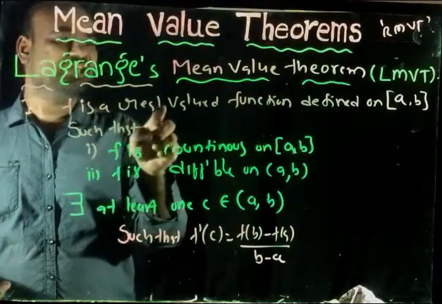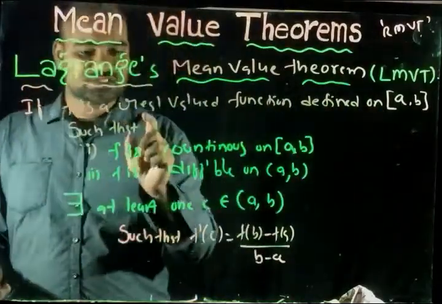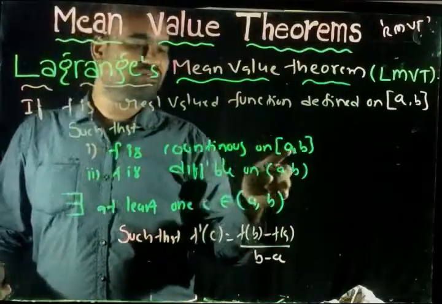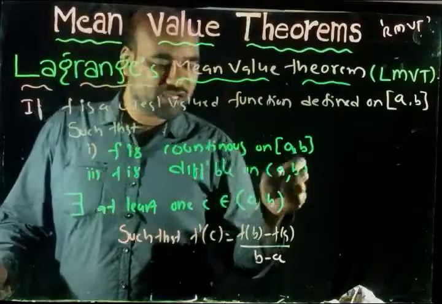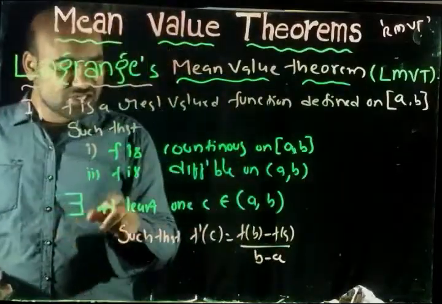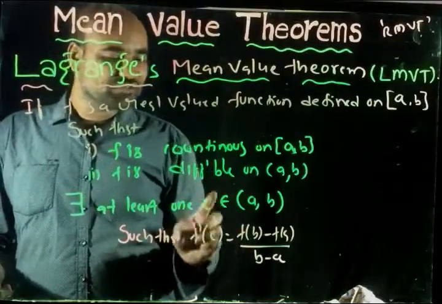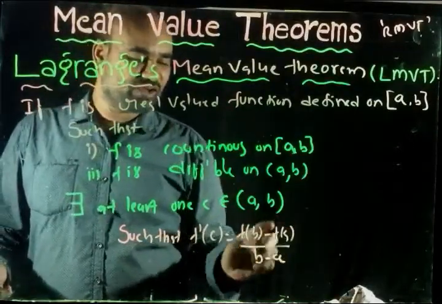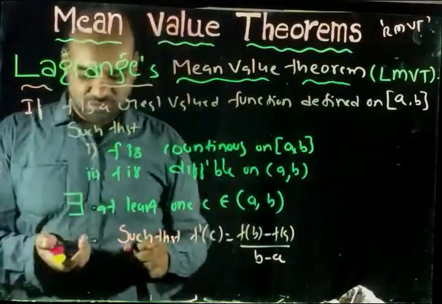If f is a real valued function defined on the closed interval [a, b] such that f is continuous on the closed interval [a, b] and f is differentiable on the open interval (a, b), then there exists at least one c belonging to (a, b) such that f'(c) = (f(b) - f(a))/(b - a). So this is the definition of the Lagrange mean value theorem.